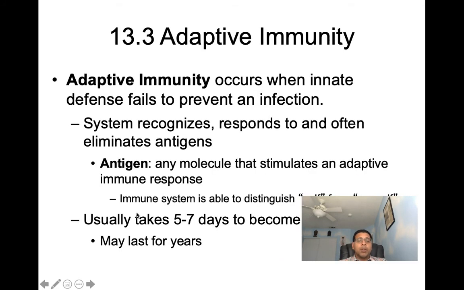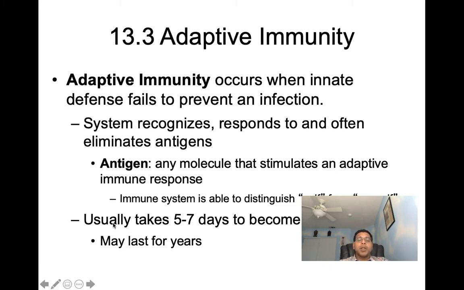Next, let's move to adaptive immunity. Adaptive immunity comes into play when our innate defenses have failed to prevent an infection. So if our innate defenses have failed, then our adaptive immunity will come into play. The adaptive immune system eliminates antigens from the body. An antigen is any molecule or marker from a bacteria or other foreign substance that stimulates an adaptive response.